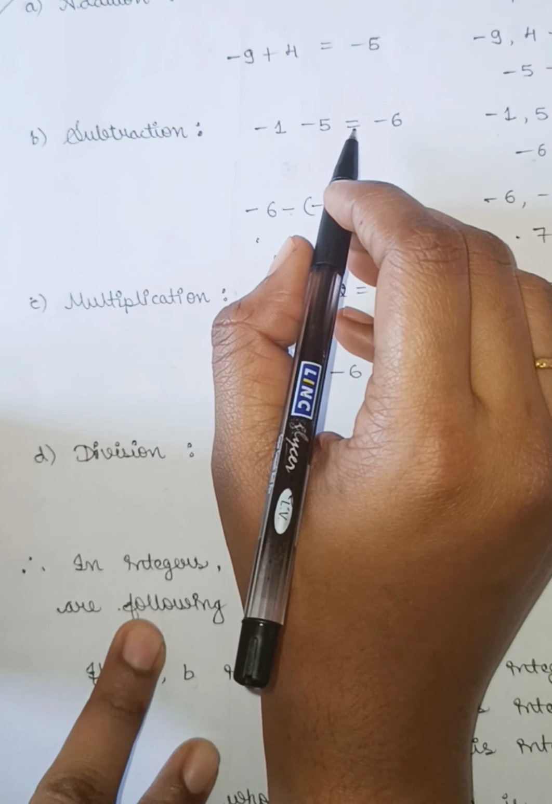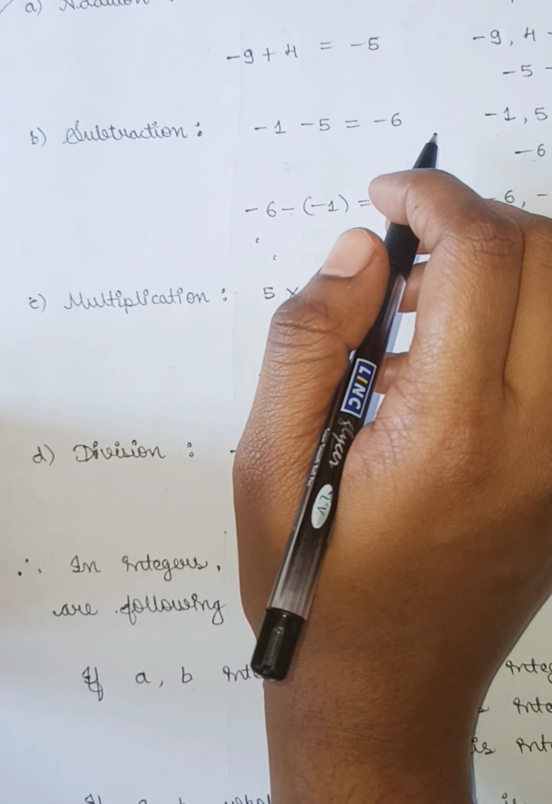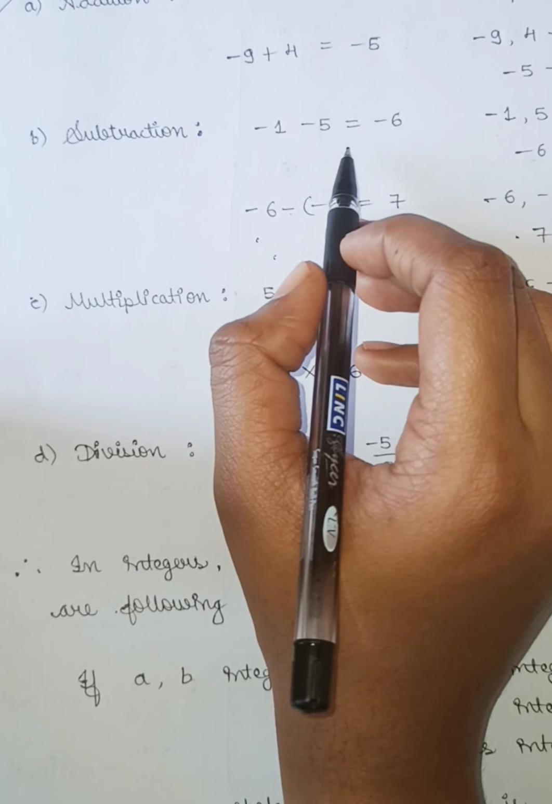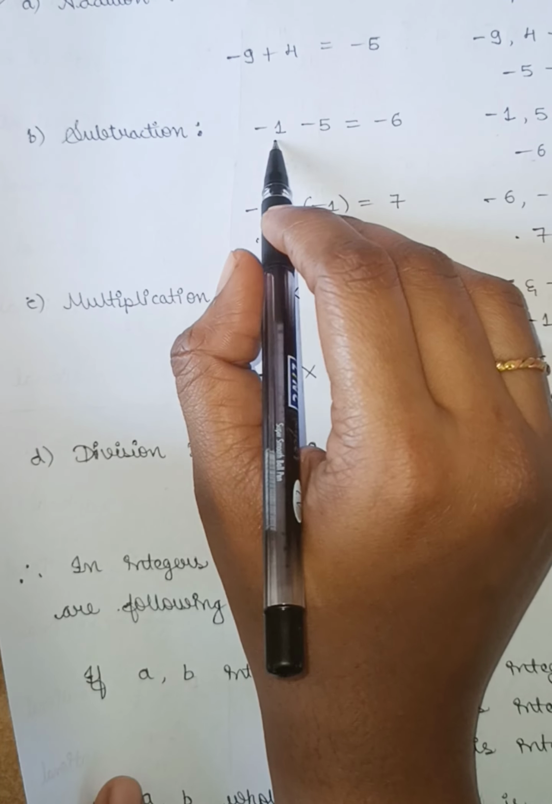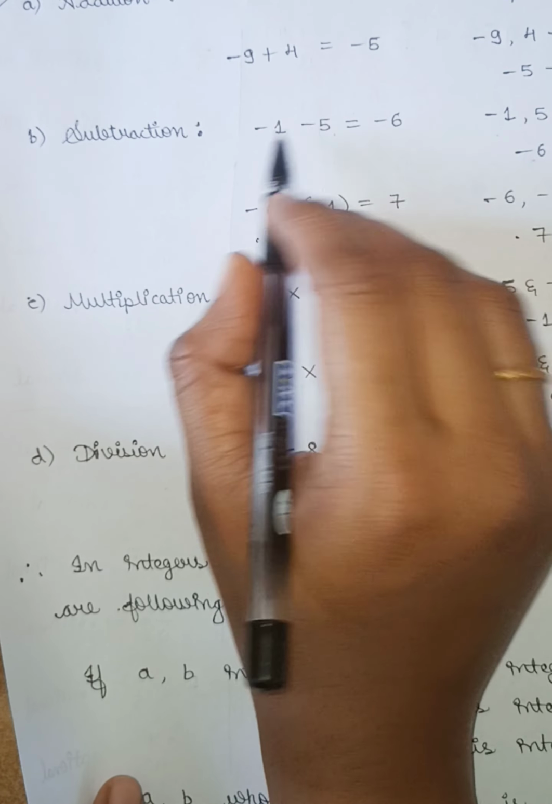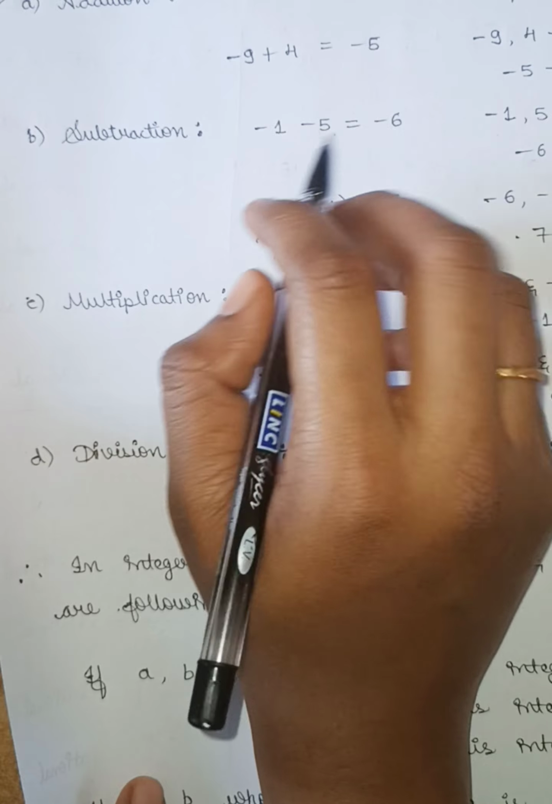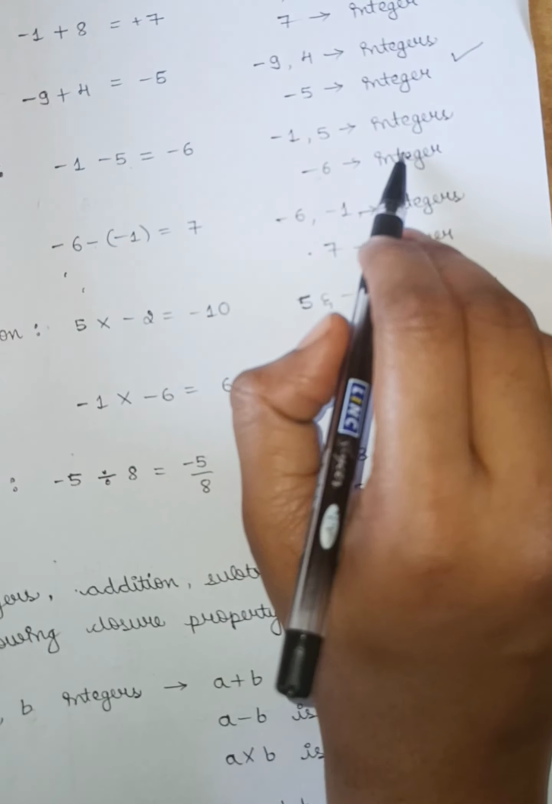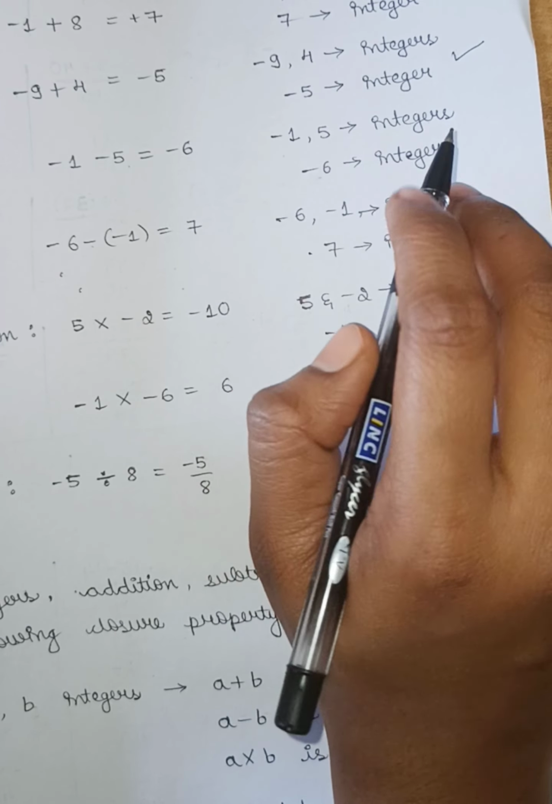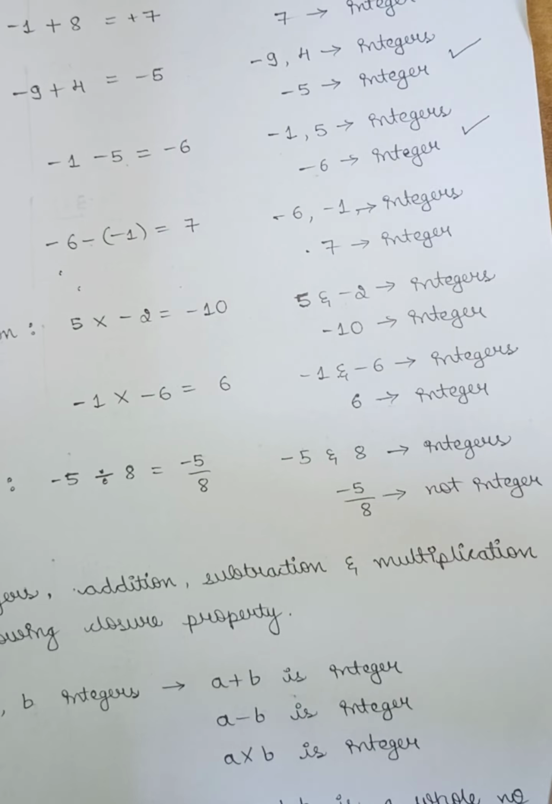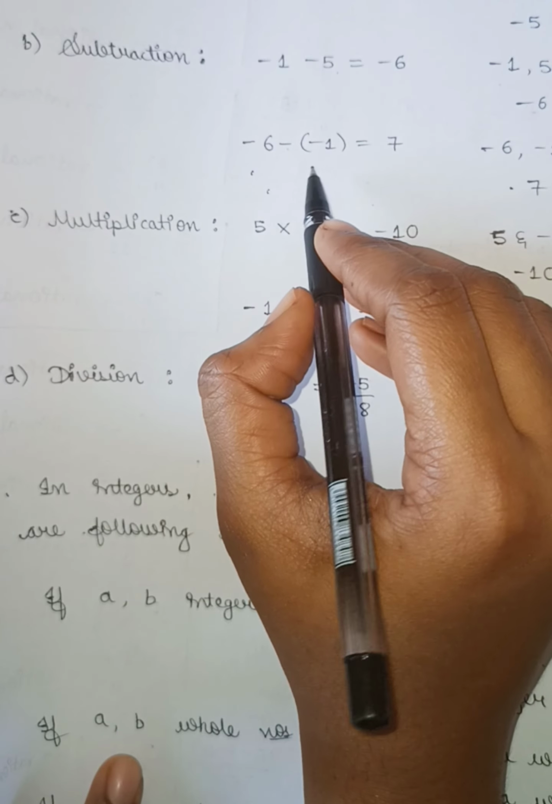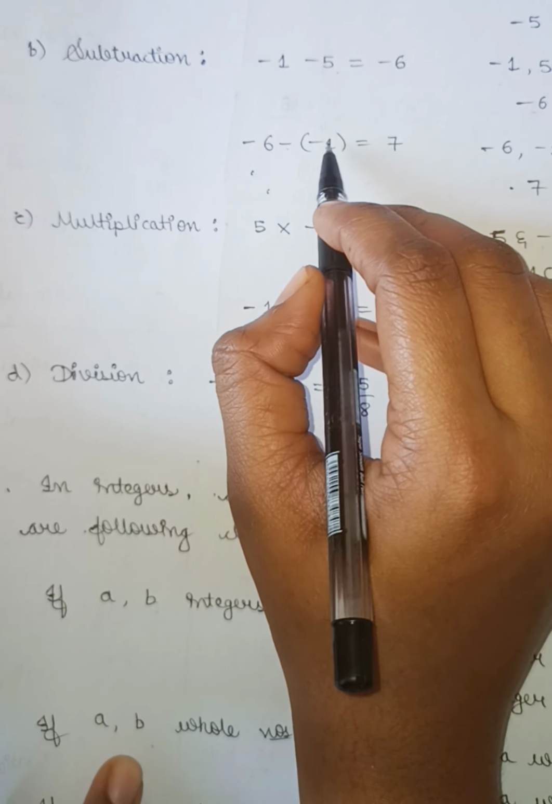Minus 1 and minus 5 is equal to minus 6. Here both signs are the same, so we will add. 1 plus 5 is 6 and we will put the same sign here. So minus 6. Minus 1 and 5 are all integers and minus 6 is also an integer, so it follows the closure property.